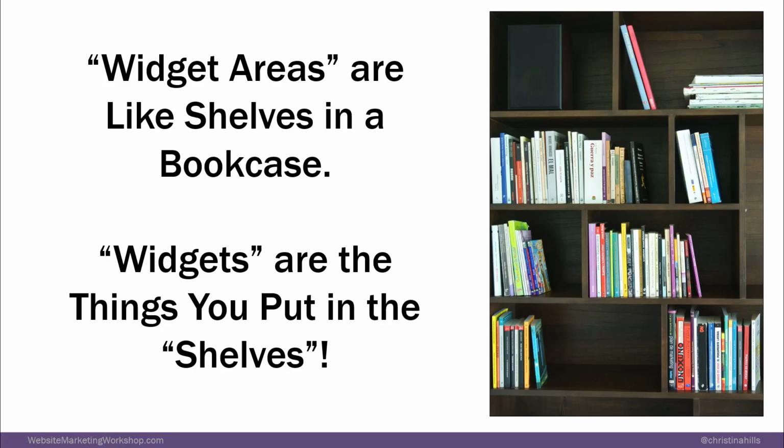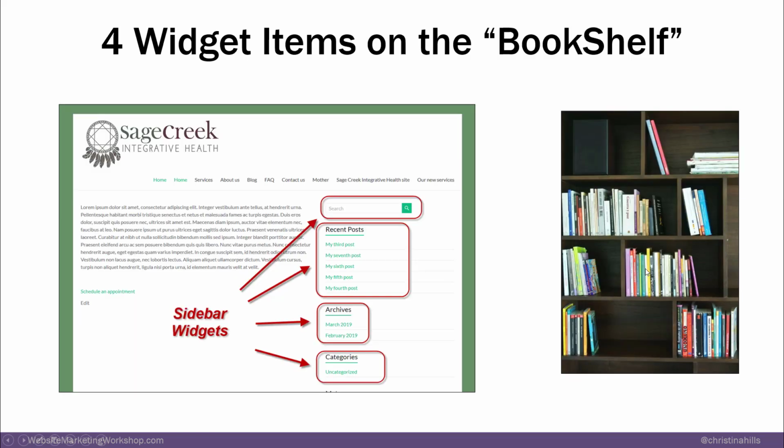Widget areas are like shelves in a bookcase. Widgets are the things you put in the shelves. So, and I'm going to show you an example. So widget areas, like you got this bookshelf, and you got the bottom of the bookshelf and the top of the bookshelf and different sides of the bookshelf. Well, widget items are the things that go in the bookshelf.